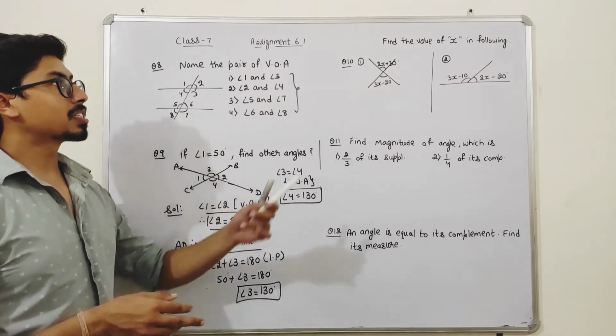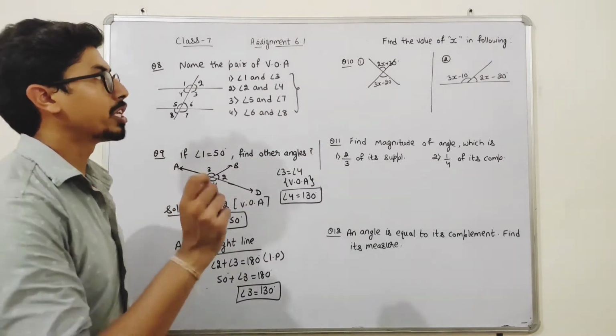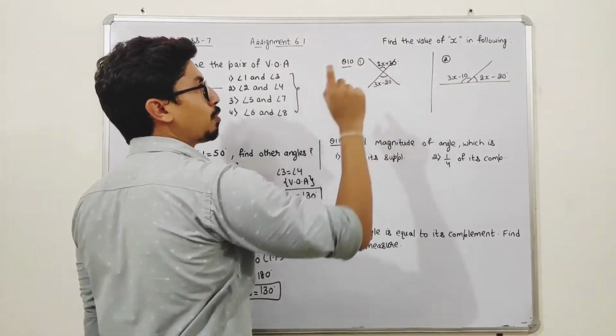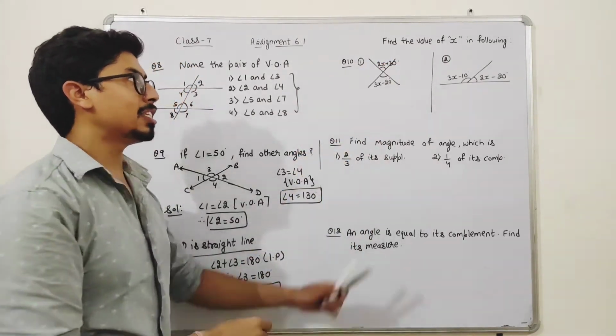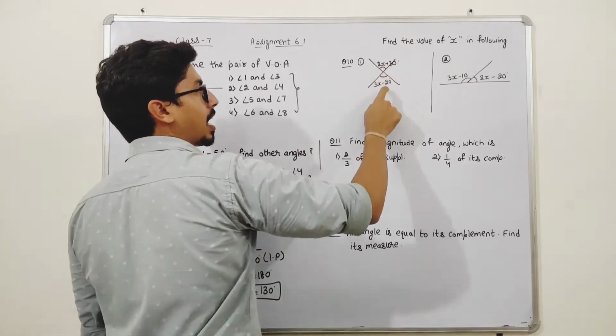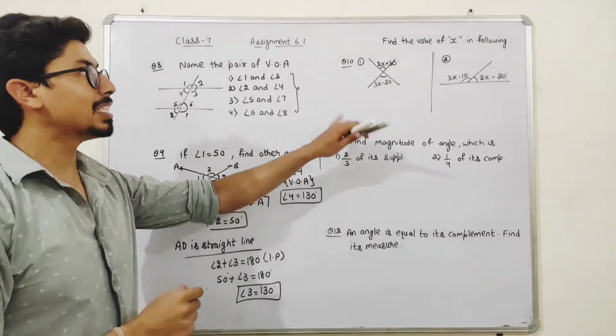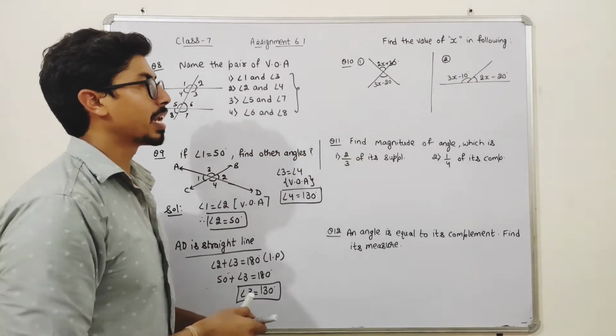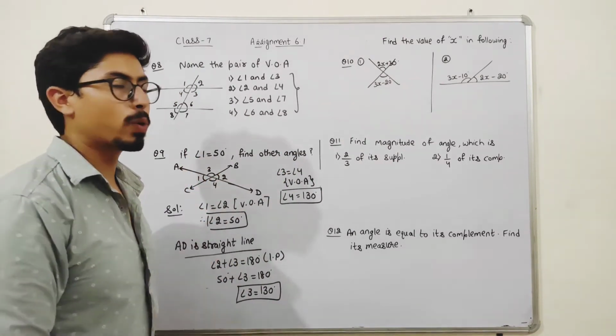Now students, we will discuss our question number 10. So question number 10, first part. See, I have to find out the value of x in these two parts. So first part, see, both these angles are vertically opposite angles. If you just see them, these are both vertically opposite angles. So they will be equal.